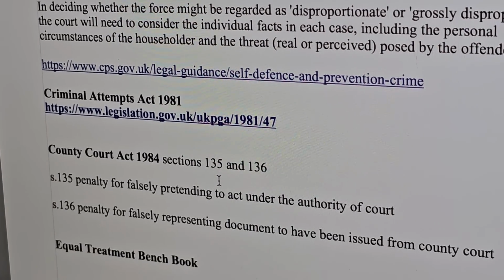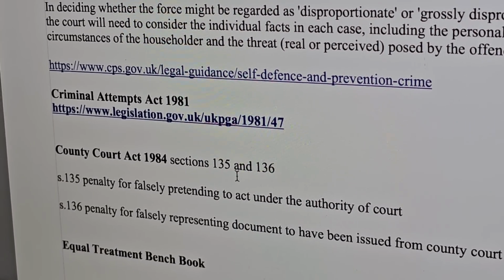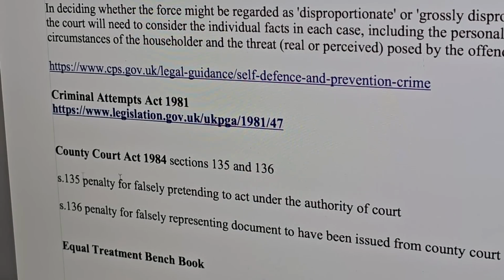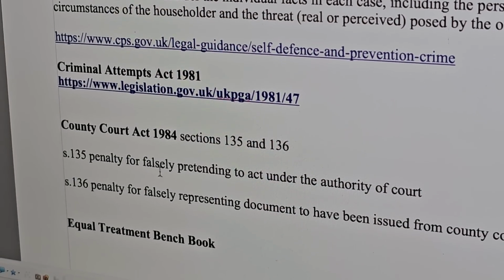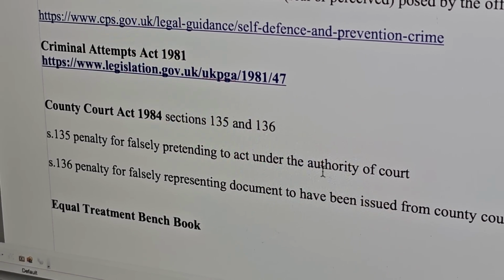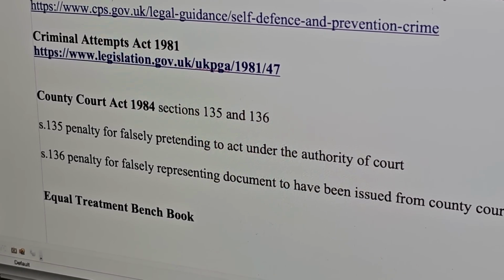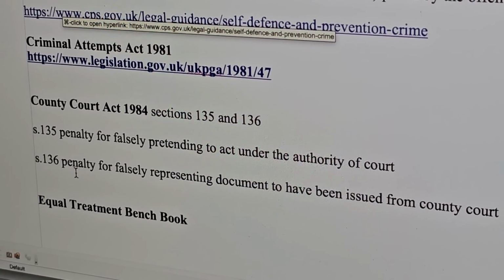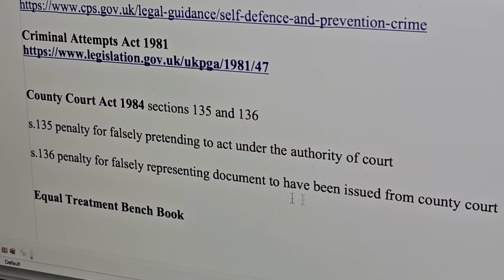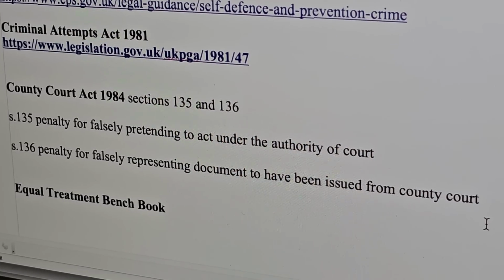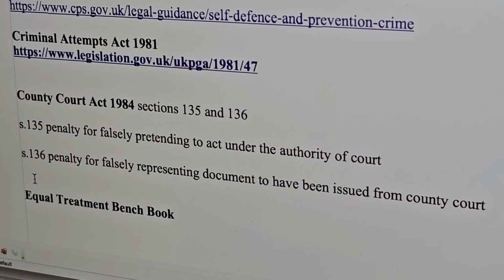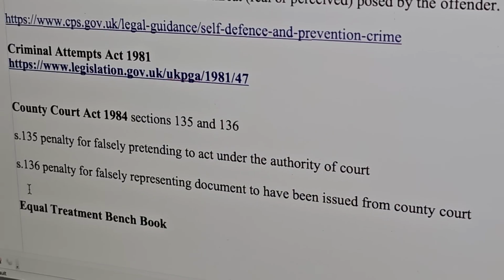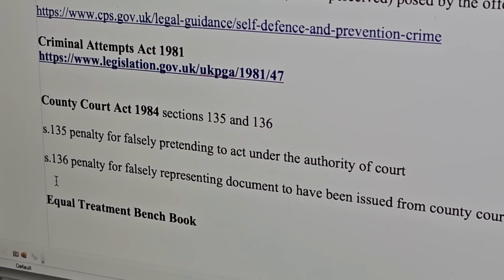The County Court Act section, remember County Court Act up there? 135 and 136. 135 is penalty for falsely pretending to act under the authority of the court. Well, how can they act under the authority of the court if it hasn't got any? 136, penalty for falsely representing a document to have been issued from the county court. Are they coming from the county court? Where are the applications that are sealed? Why aren't we being served with these applications?